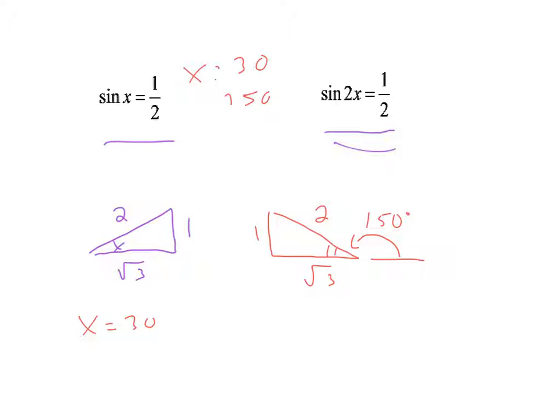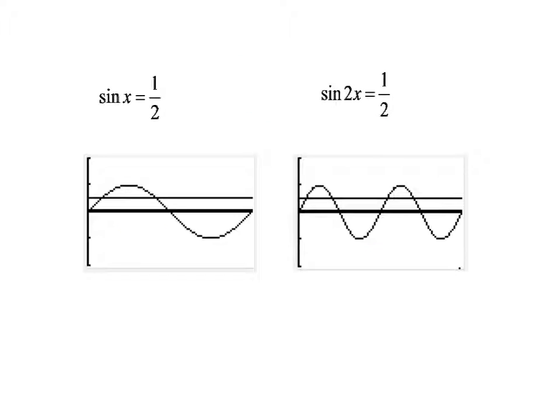Now let's think about sine of 2x. So let's go to this next slide. Sine of x is equal to 1/2. We got our two answers right here. The first one, x is 30. Our second answer, x is 150. We know that sine is positive in the first quadrant, and again in the second quadrant. Sine, of course, is negative in the third and the fourth quadrants.